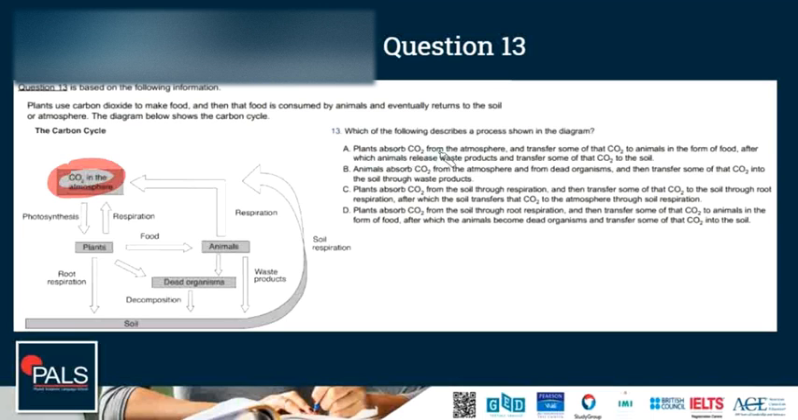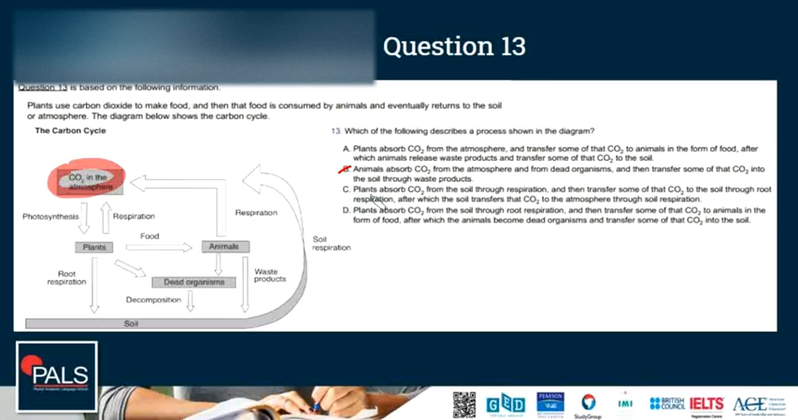Plants absorb carbon dioxide from the atmosphere. That is correct so far, and transfer some of that carbon dioxide to animals in the form of food. That sounds good to me. After which animals will release waste products and transfer some of that carbon dioxide to the soil. Alright, doesn't sound too bad. Let's have a look at the other options. Animals absorb carbon dioxide from the atmosphere. Okay, we can immediately exclude answer B. Animals do not absorb carbon dioxide from the atmosphere, as we can see.